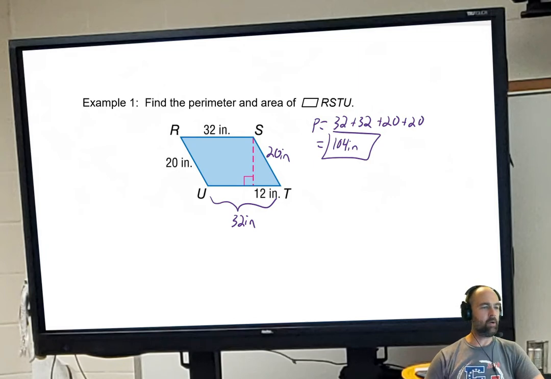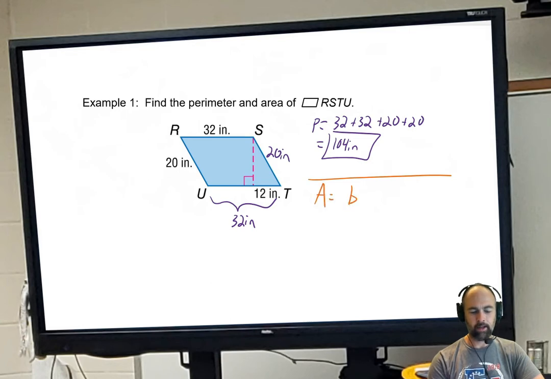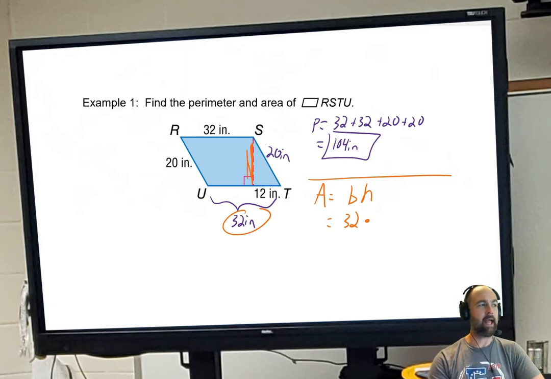All right, now let's do our area. Area is just going to be base times height. My base is going to be 32 times my height, which is this distance here. I don't have that distance. I'm going to have to find it.